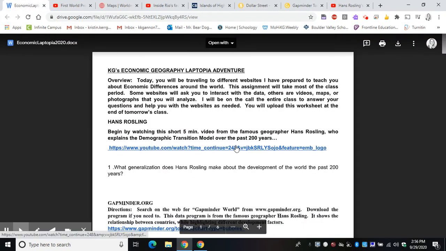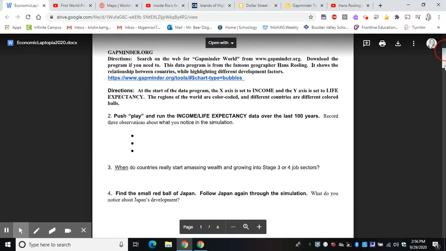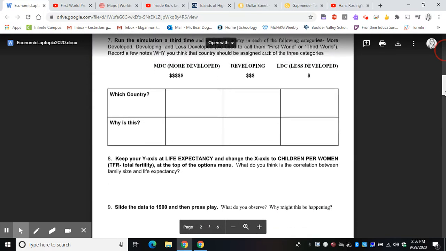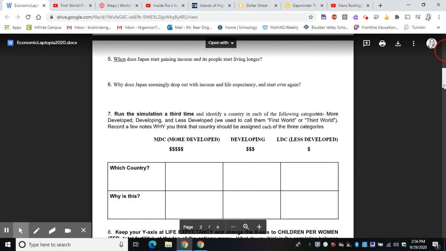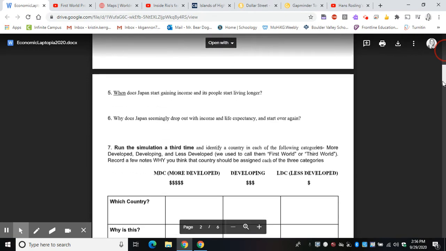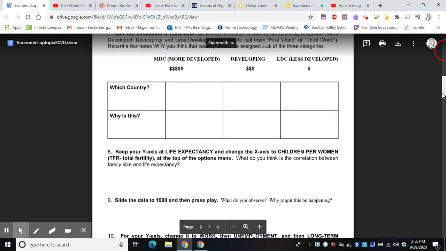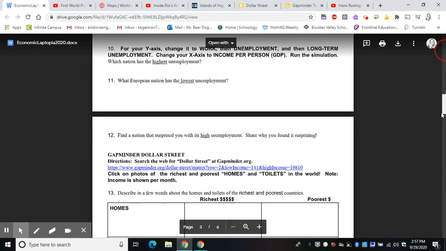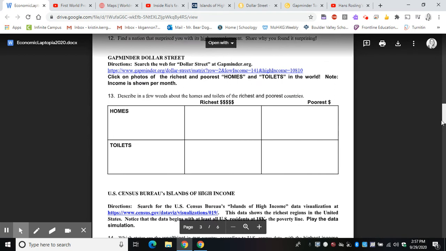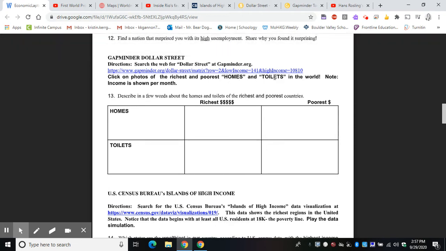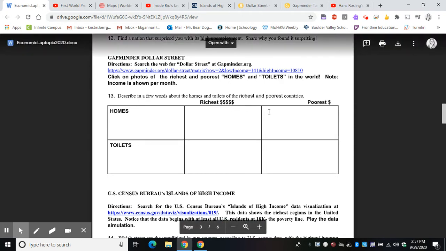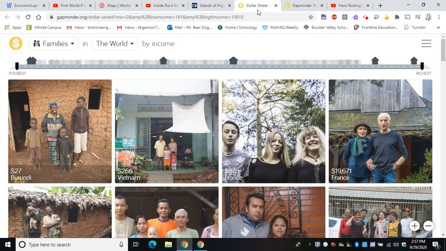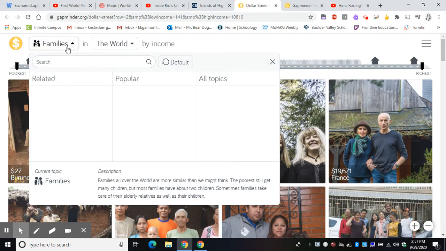Then, after you've messed around with Gapminder and you have analyzed Japan and run through those GIFs, the next place that I'm going to have you go is called Dollar Street. And Dollar Street is a place where there's a lot of pictures. Also tied to Gapminder. They've really spent a lot of time at this organization trying to highlight inequality around the world. I'm going to have you look at a bunch of pictures, but I really want you to focus on what the homes look like and what the toilets look like for the richest and poorest people of the world. So on Dollar Street here, you can adjust the data.